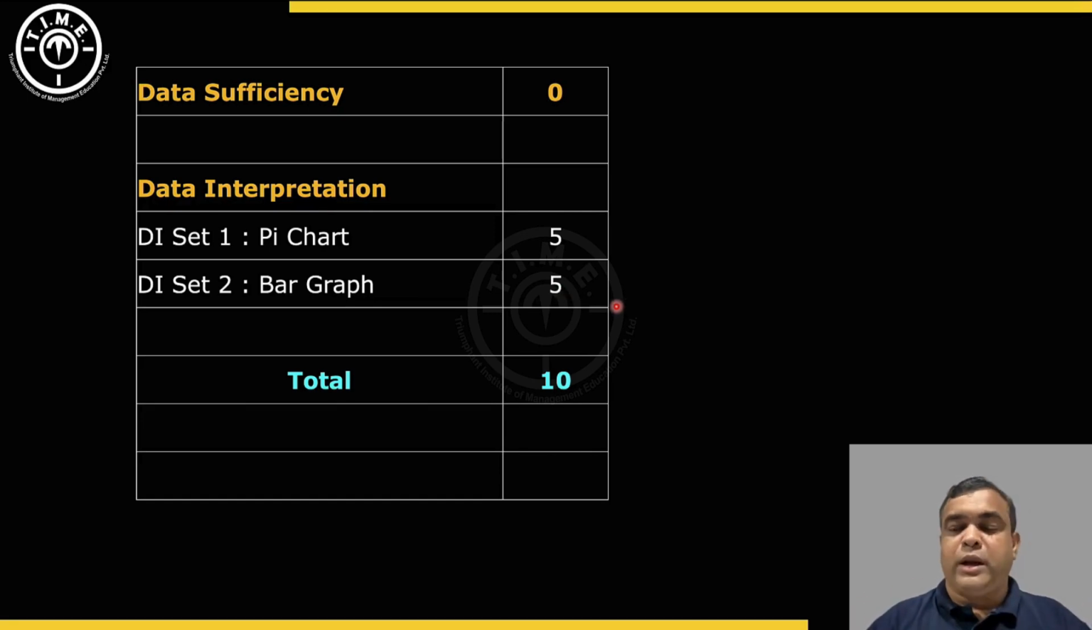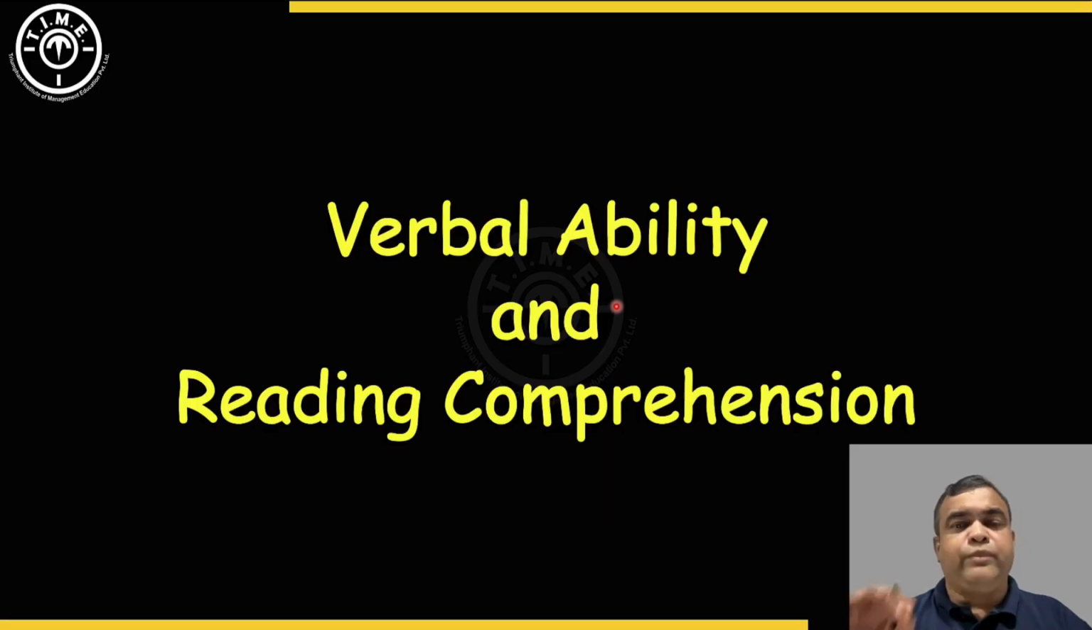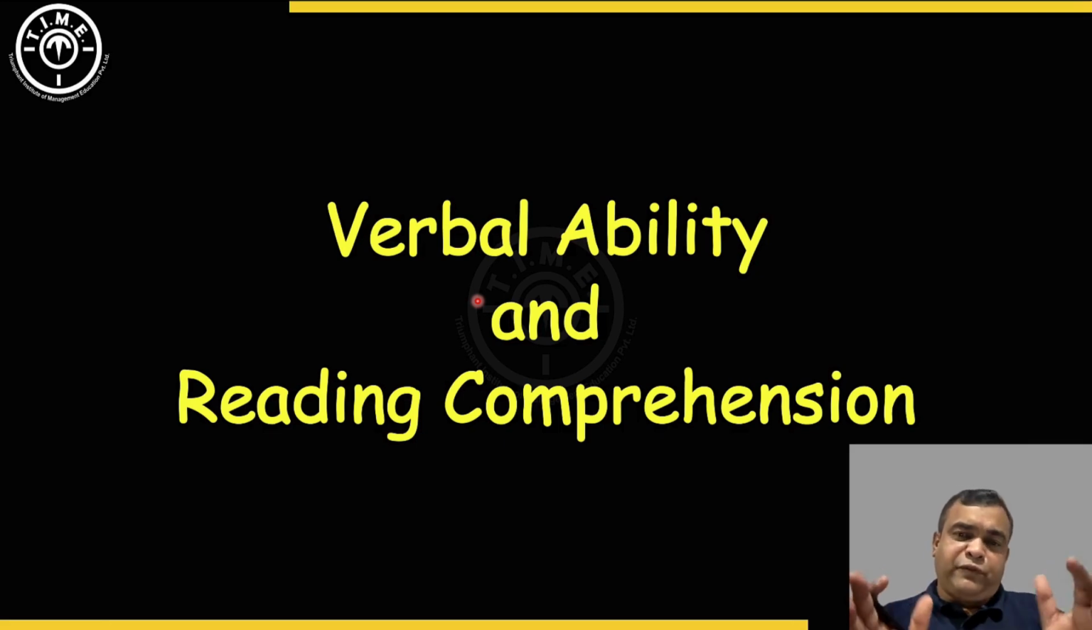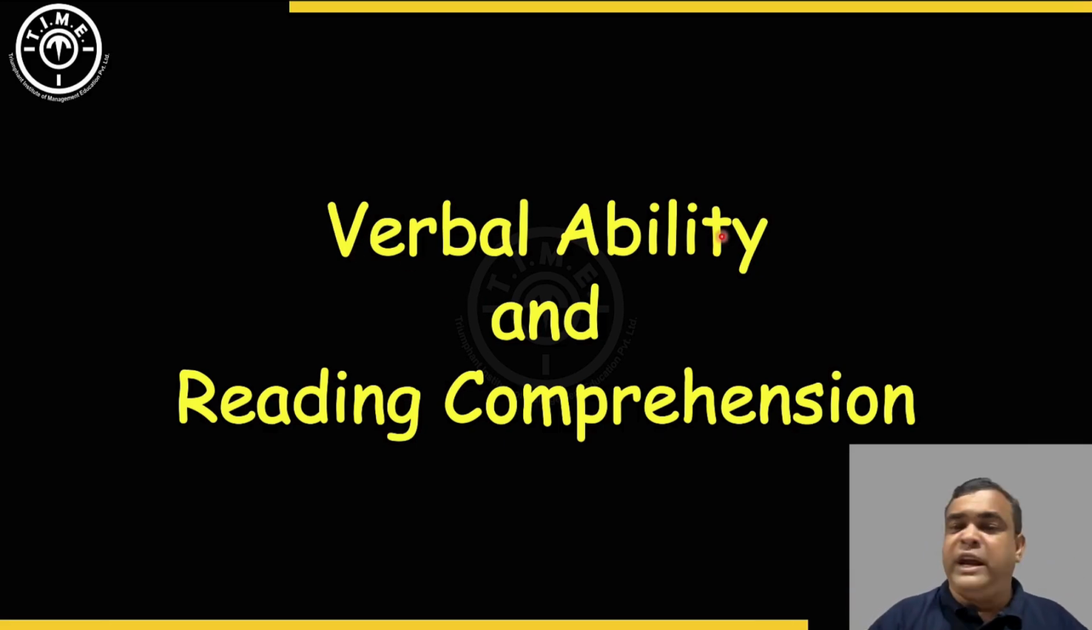No issues. Let's move to the last section, that is verbal ability and reading comprehension. Now, as per the feedback I got from the students, the first part was your VA part, the verbal ability part, that is the vocab and grammar part, and the second part was the reading comprehension. So all RC passages were together.